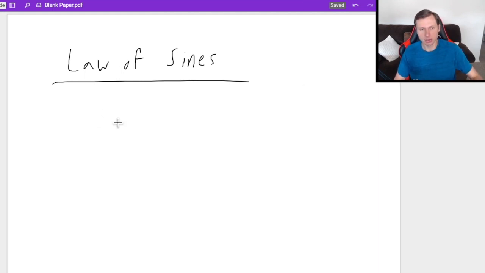So first, here's the formula. If you have some triangle, and it doesn't have to be a right triangle, it's any triangle. That's a terrible triangle. Let me try that again. Much better. That's a triangle I can live with.